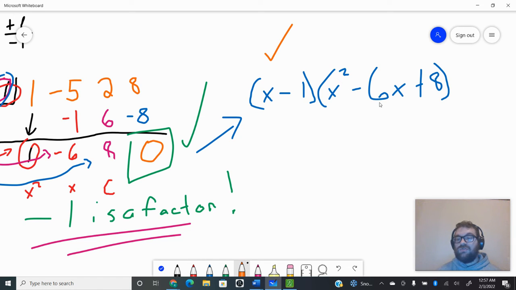And so here you don't need to use the rational root test. This is a quadratic. We have a variety of methods to factor quadratics. Are there two numbers that multiply to be positive 8 and add to be negative 6? There actually are. So you could just factor this to be x minus 2 and x minus 4.